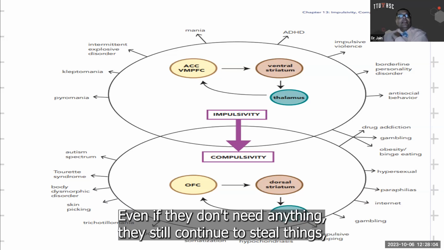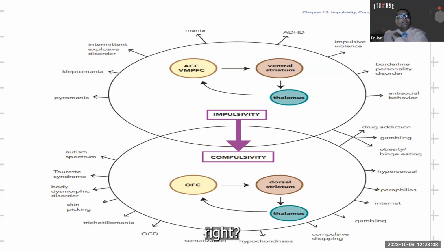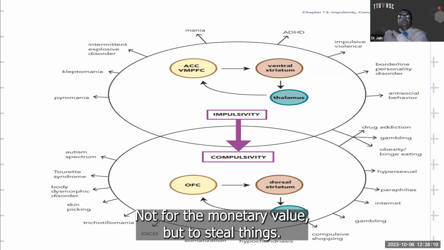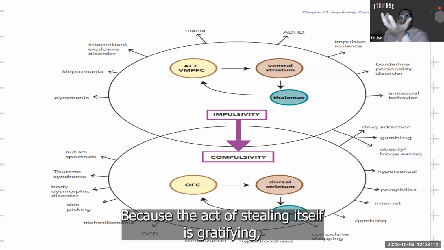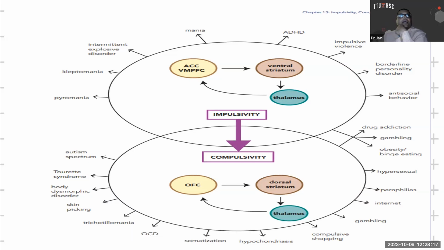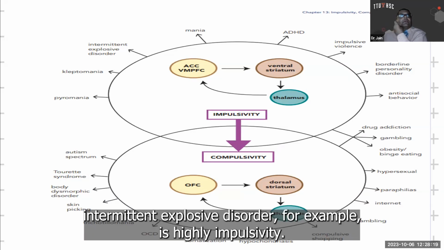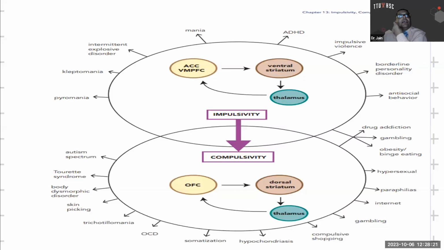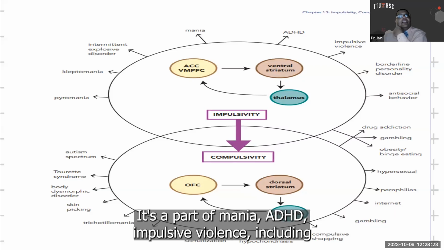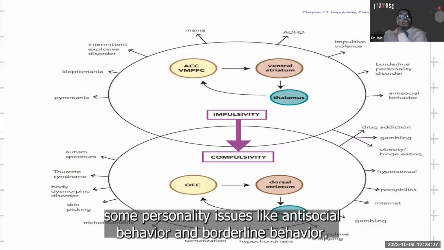Even if they don't need anything, they still continue to steal things, right? Not for their monetary value, but because the act of stealing itself is gratifying. Intermittent explosive disorder, for example, is highly impulsive. It's a part of mania, ADHD, impulsive violence, including some personality issues like antisocial behavior and borderline behavior.